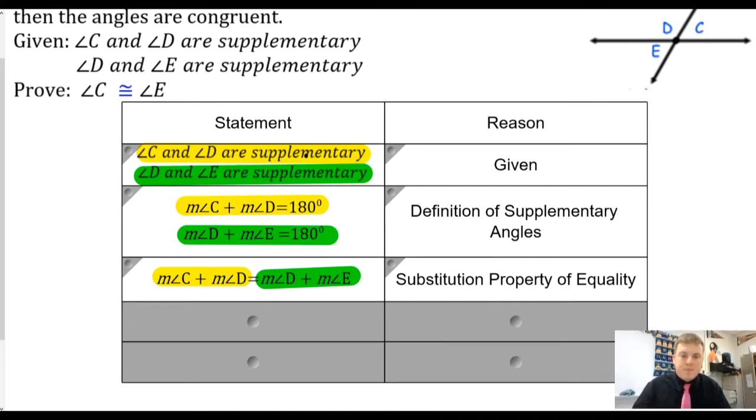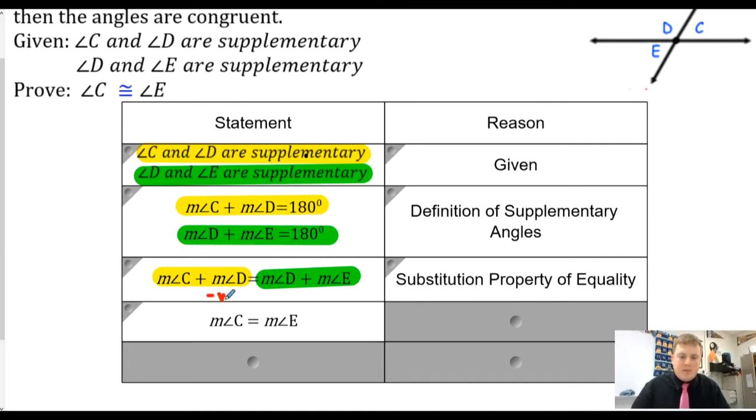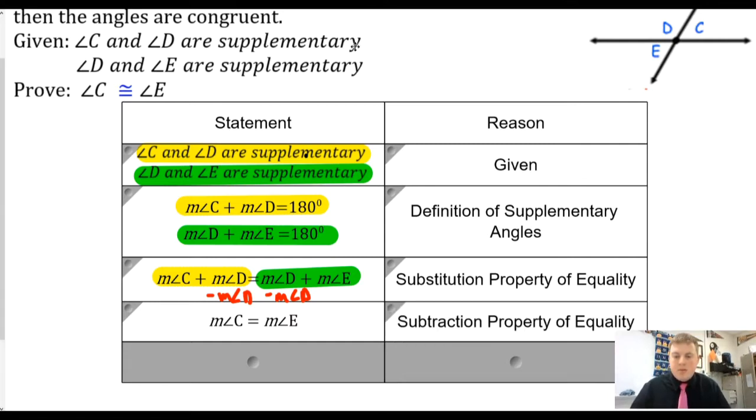All right, so the next thing that I'm going to do is I notice that I have the measure of angle D on both sides of the equation. So what I'm going to do is get rid of that and subtract it from both sides. So basically what I'm doing is, let me switch back to the pen, subtracting the measure of angle D from both sides. And the property that allows me to do that, if we think about those algebraic properties that we were just going over in class yesterday, is the subtraction property of equality. We subtracted the same thing from both sides, and we were able to get rid of it.